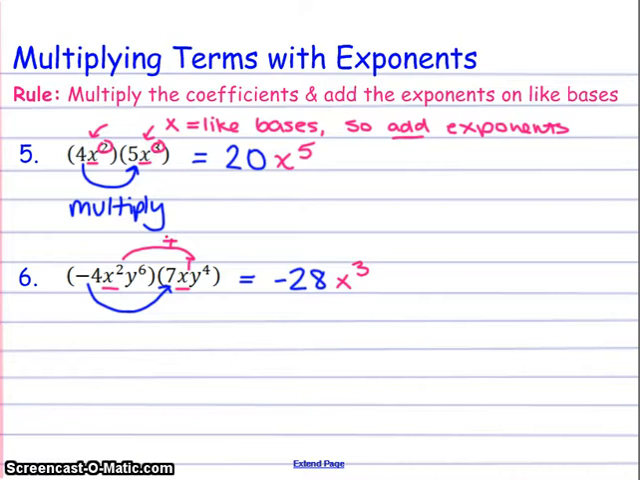And then for the y's, those are like bases. So we're going to keep those separate and add those exponents. We're going to take 6 and add it to 4. So we're going to have y to the 10th. So our final answer here is negative 28 x cubed y to the 10th.